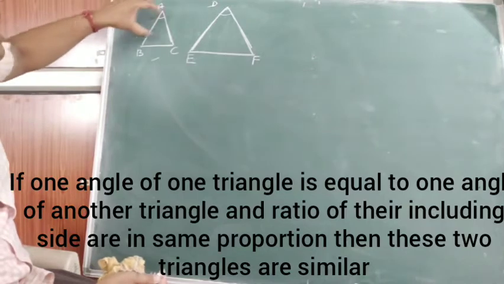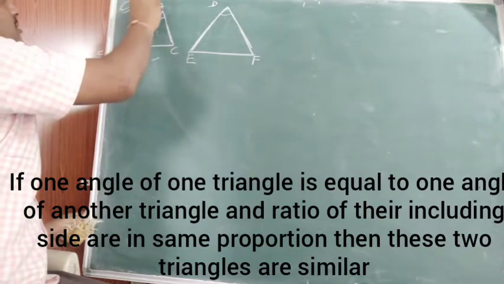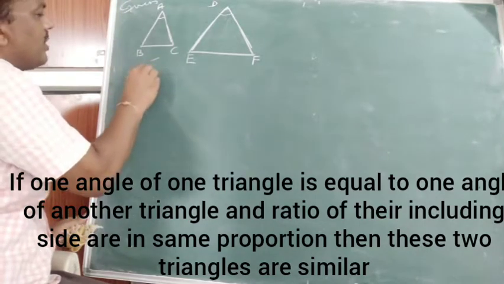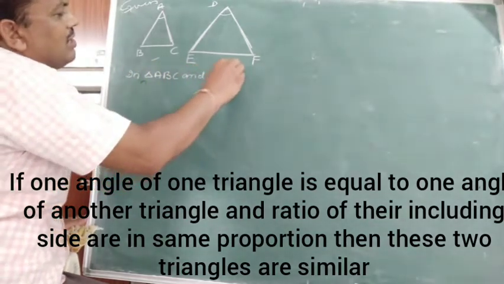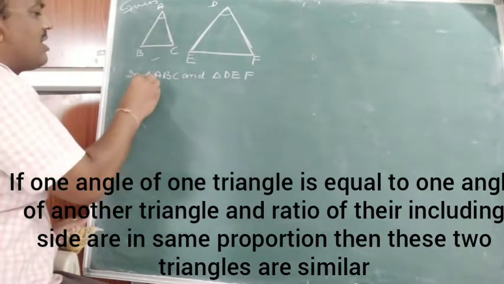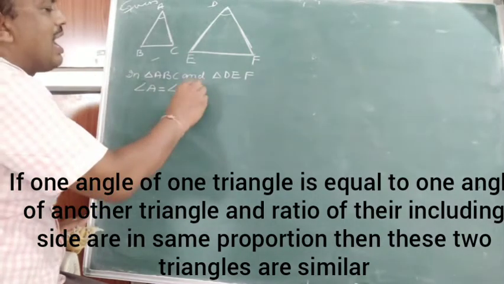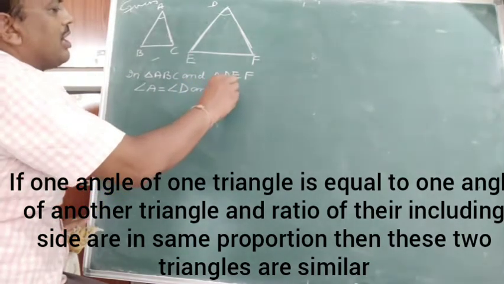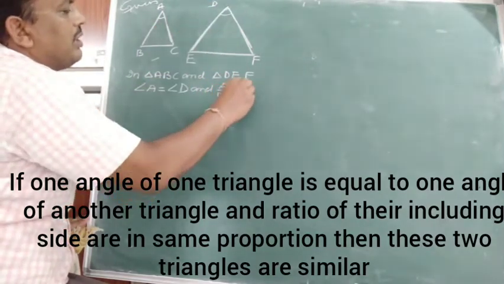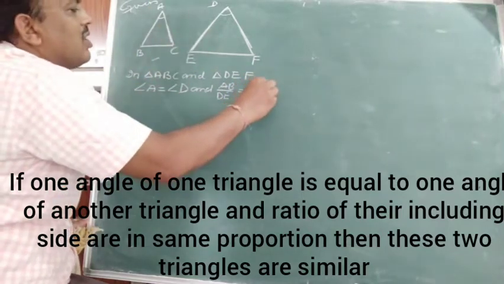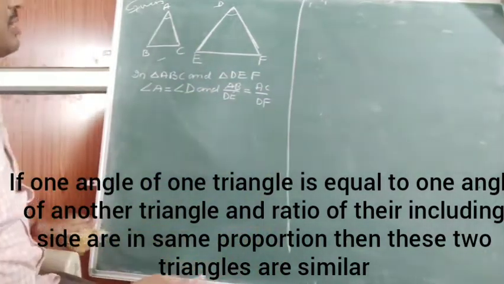The ratio of this side by this side is equal to this side by that side. So let's write it in given, children. In triangle ABC and triangle DEF, what is given? Angle A is equal to angle D. And what else is given? AB upon DE is equal to AC upon DF. This is the given, children.